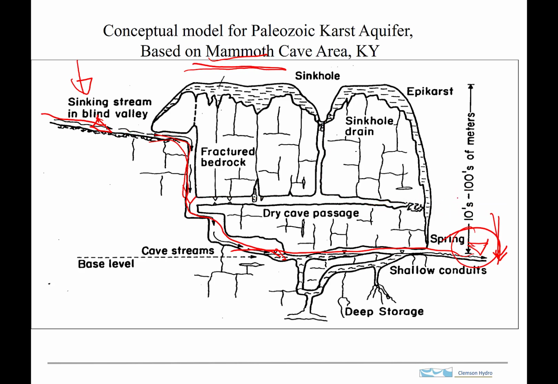So that's the basic approach, and you end up with vertical shafts underlying sinkholes, and then horizontal fractures along bedding planes, some of which are enlarged. And then you also have a conduit system here that is submerged, and you would have flows something like this through that conduit system.